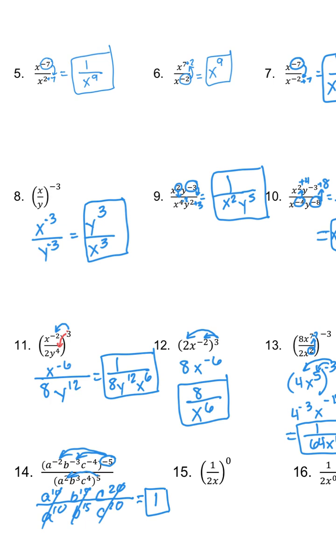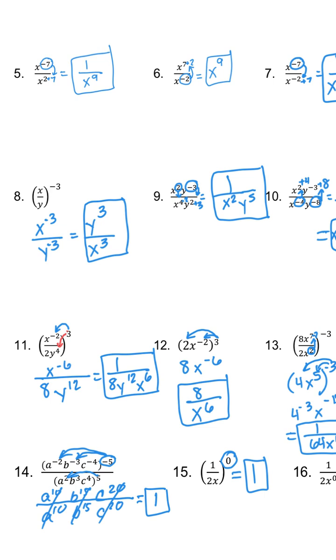Number 15, remember from our rules, anything with an exponent of 0, what does that equal? It equals 1. Again, anything, so it can have whatever it has in that parenthesis, because that exponent is on that parenthesis, that would equal 1.